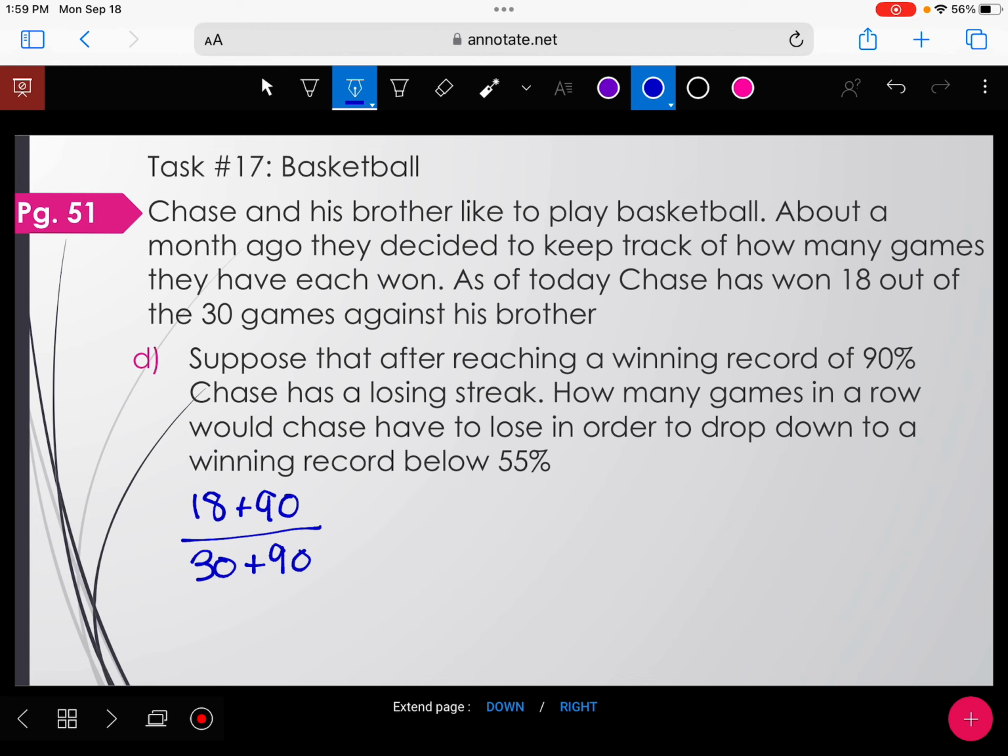But now he's losing some. So where are the games he loses going to go? Do they affect this number? Do they only affect this number? Yeah, because they're playing more games, but he's not winning more. So for this part, all we have to do is add to our denominator. And we want to know when that reaches 55%, or 0.55. It is a very similar vibe.